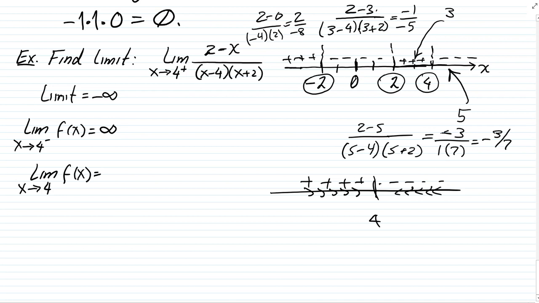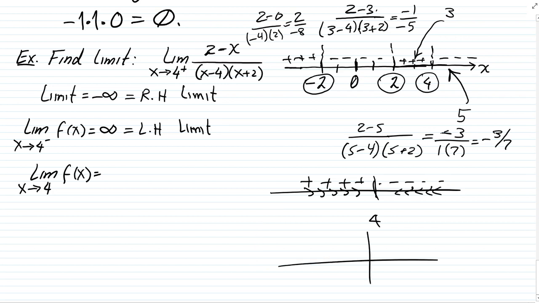Let's see, the right-hand limit, that's this one. The right-hand limit is negative infinity. The left-hand limit is positive infinity. So in other words, this is what the function is doing. It's doing this, and then it's doing this, going to infinity and negative infinity. So at this point, as x approaches 4, the limit does not exist. And there we have it.